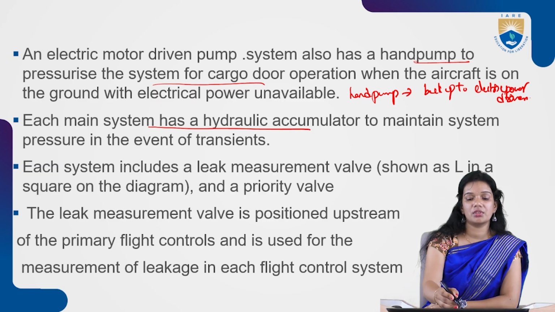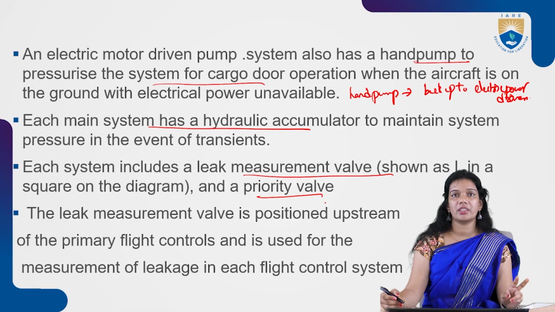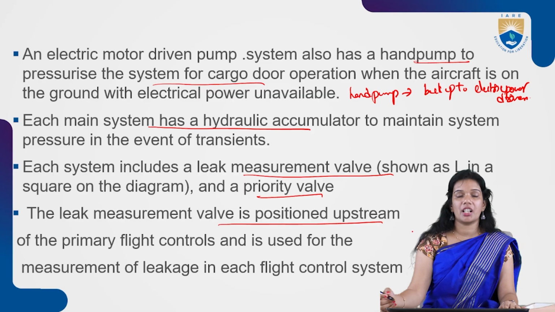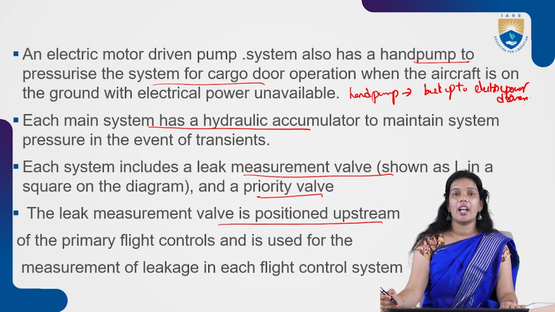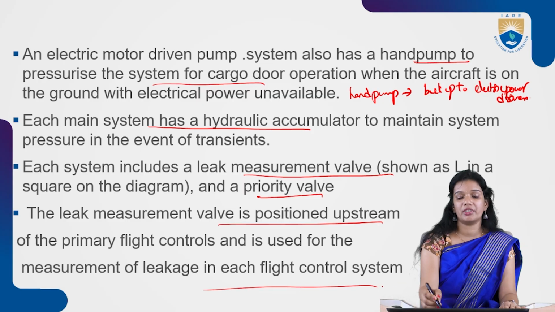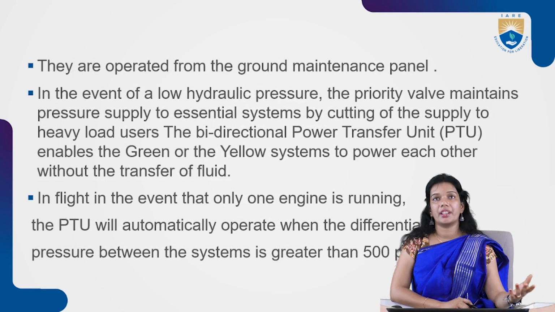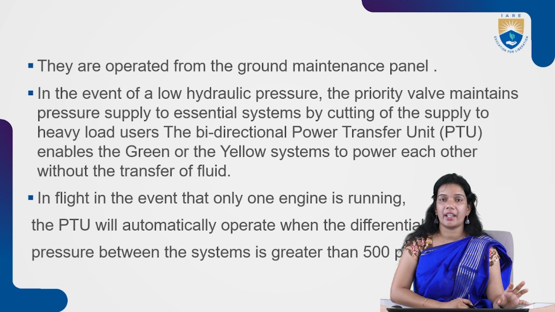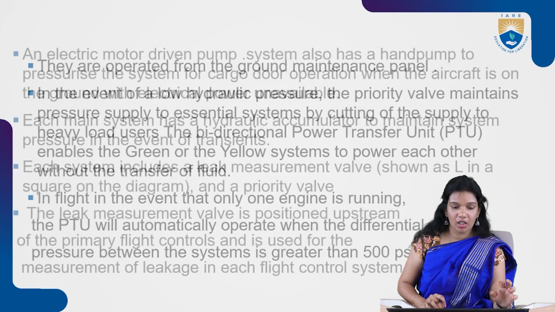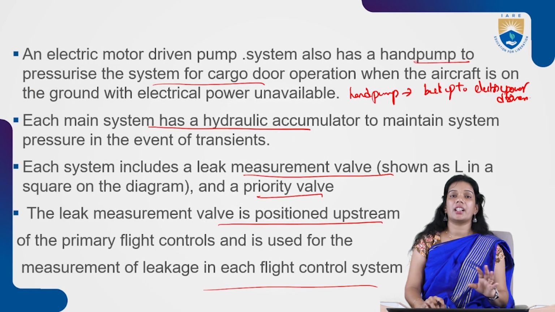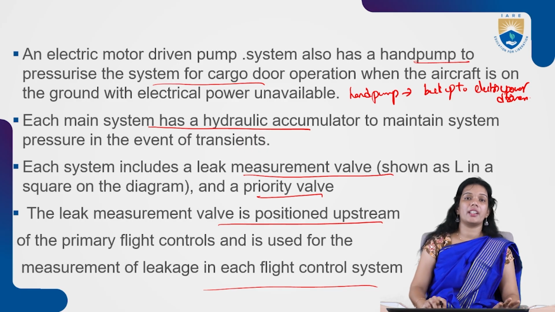Each system includes a leak measurement valve and a priority valve. So you have two different valves: one is a leak measurement valve and the other is a priority valve. Now this leak measurement valve is positioned upstream of the primary flight controls and is also used for the measurement of leakage in each flight control system, right? These are operated from the ground maintenance panel, right? So you have ground maintenance where they look into all these different hydraulic systems that are there in the A320 or the aircraft, right?